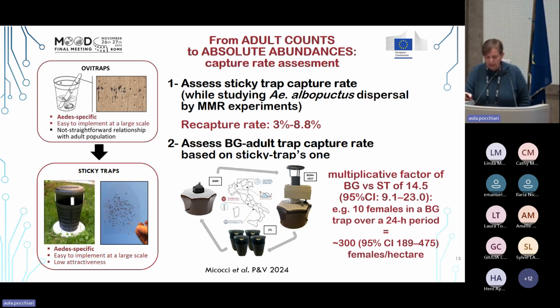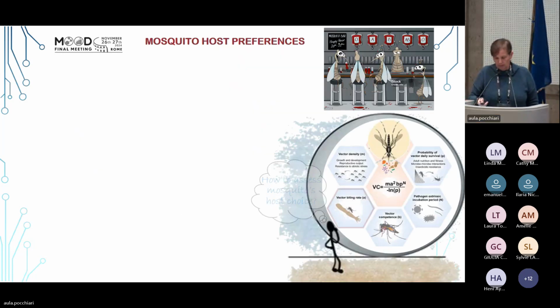which means that we can conclude that any 10 females in a BG trap collected over a 24-hour period corresponds more or less to 300 females per hectare. So by having this multiplicative factor defined, we can establish more or less absolute female densities, abundances, based on BG traps collections.